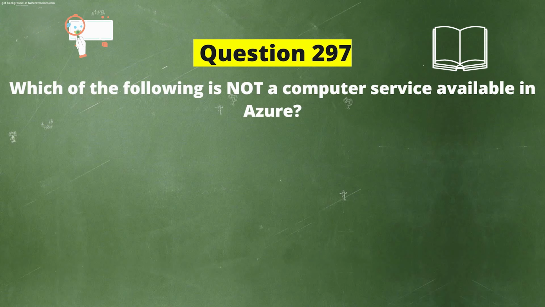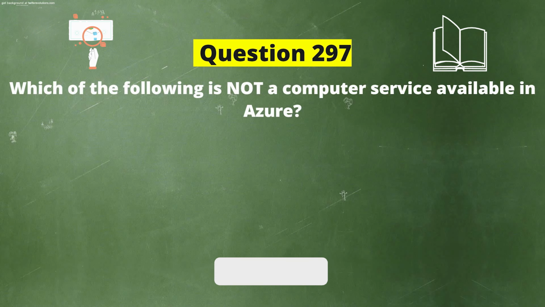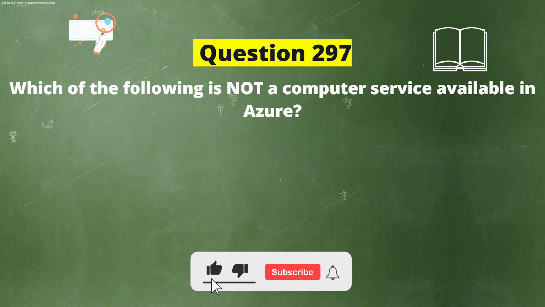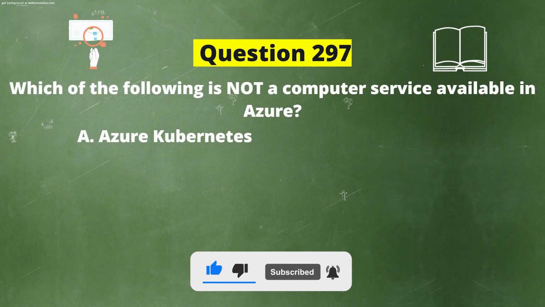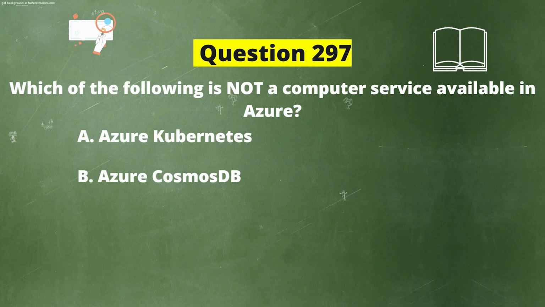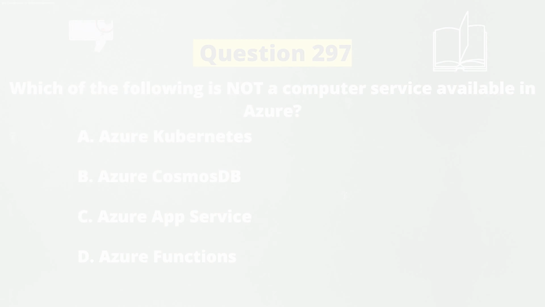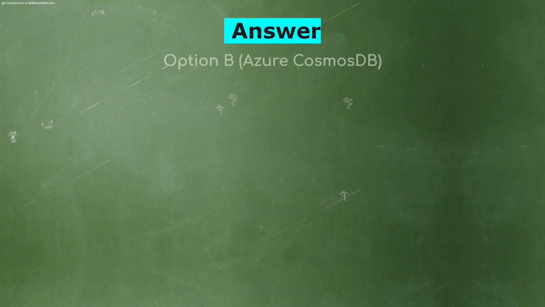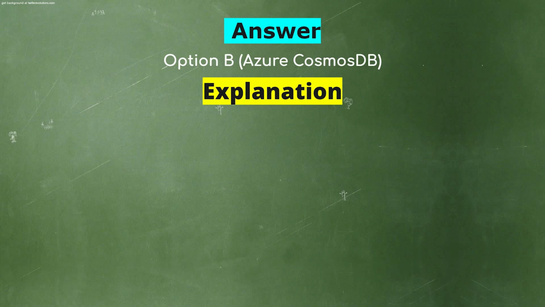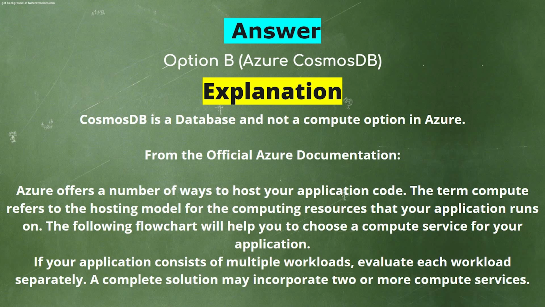Next question. Which of the following is not a compute service available in Azure? And the options are A. Azure Kubernetes, B. Azure Cosmos DB, C. Azure App Service, D. Azure Functions. And the correct answer is option B. Azure Cosmos DB. Explanation. Cosmos DB is a database and not a compute option in Azure.